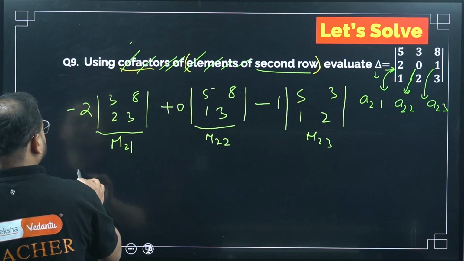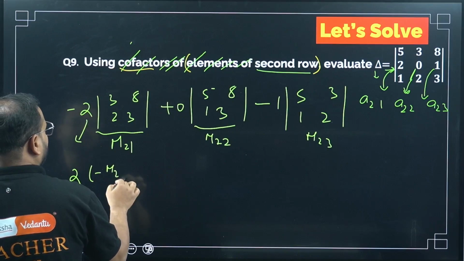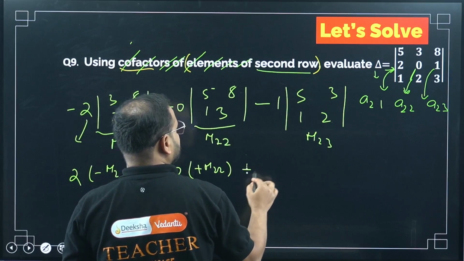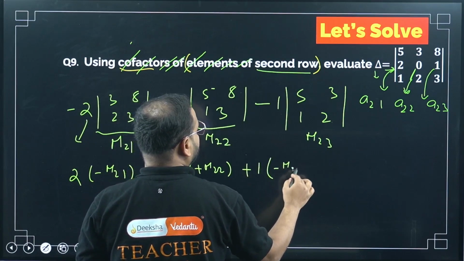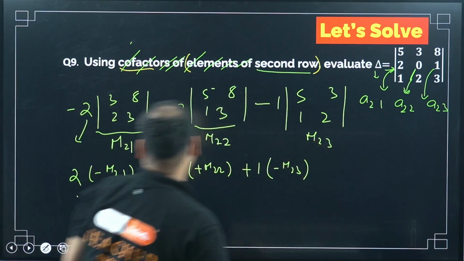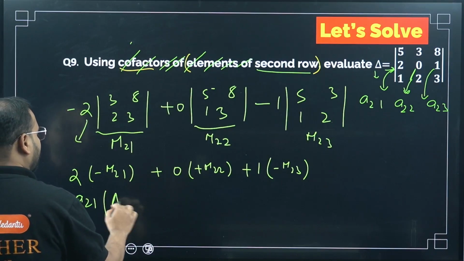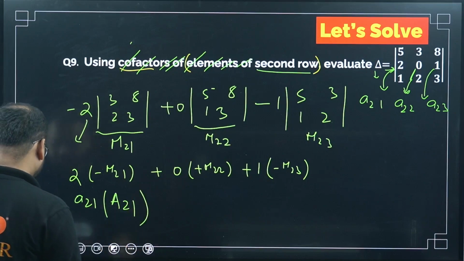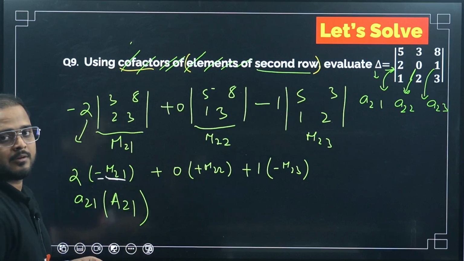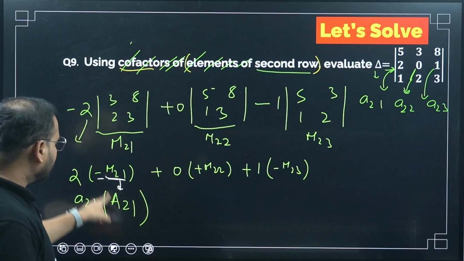So if I expand this, what am I getting? 2 times minus M21 plus 0 times plus M22 plus 1 times minus M23. What is this 2 called? 2 is A21, sir. Multiplied with what? Please check here, this is very important. Minor multiplied with the sign is what? Cofactor only, no? Minor M21 multiplied with the sign is the cofactor.